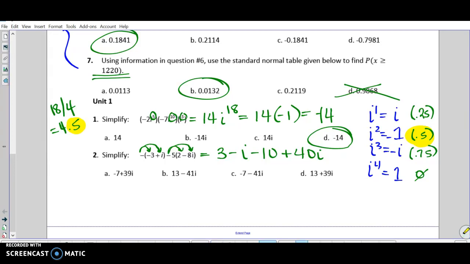Now that I've distributed, got rid of the subtraction part, all I'm going to do now is combine like terms. So we know our i's will go together and our constants. And standard form always tells me the i's go last, because that's imaginary, and my rational numbers go first. So 3 minus 10 is -7, and -i plus 40i is a positive 39i. So the answer choice for this one would be A.